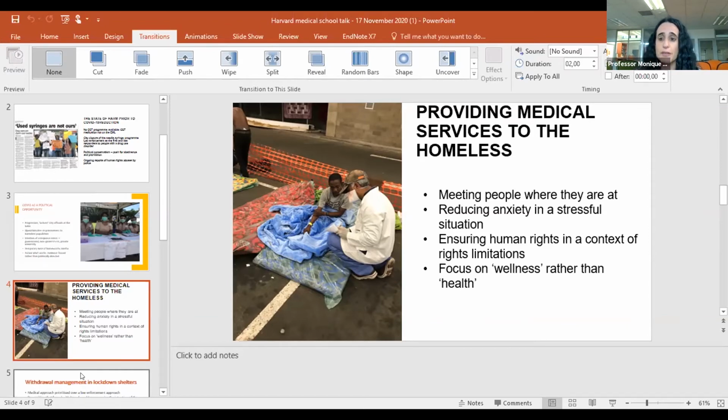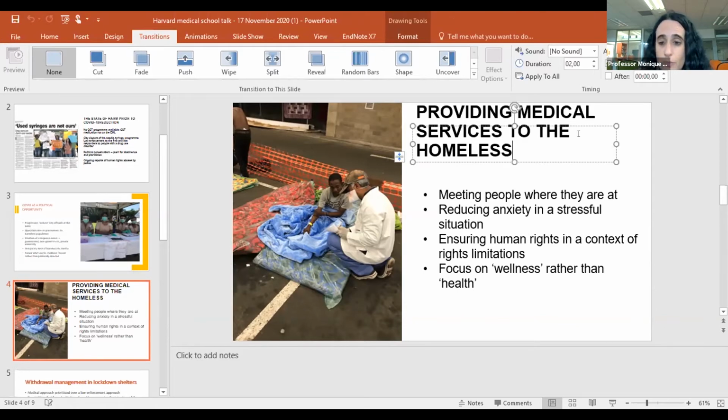So what we were doing here is we were meeting the needs of people where they were at, which is very much in line with a harm reduction approach rather than in line with a prohibitionist approach. The aim was also to reduce anxiety in a very stressful situation. And that's not just about the anxiety of homeless people about what their situation was, but also around the general population, who actually became very concerned about what was going to happen to homeless people in withdrawal during COVID.